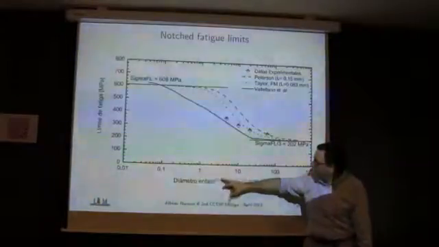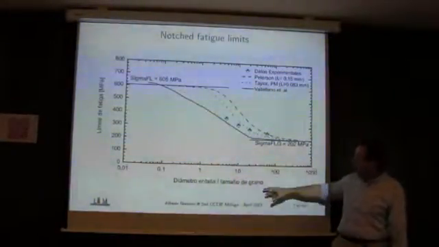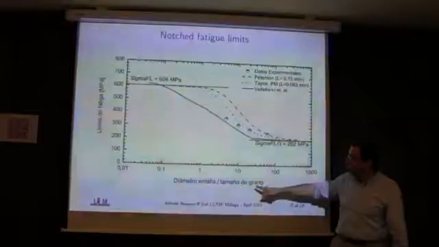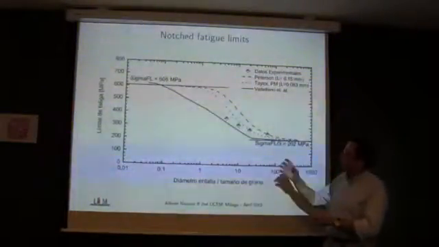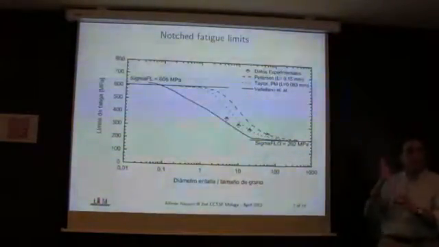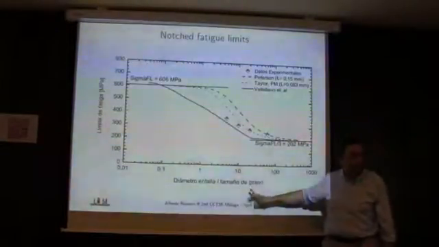This is the ratio between the size of the notch and the size of the microstructure. So that would be, for example, in the case of a hole, the diameter of the hole divided by the grain size of the material.